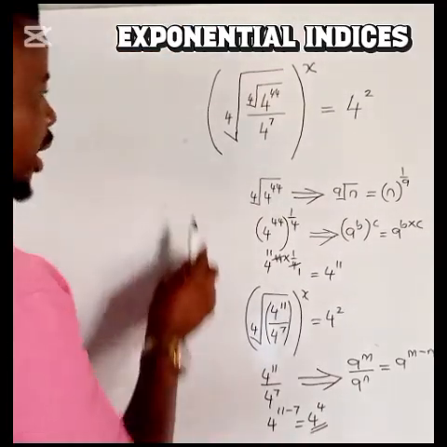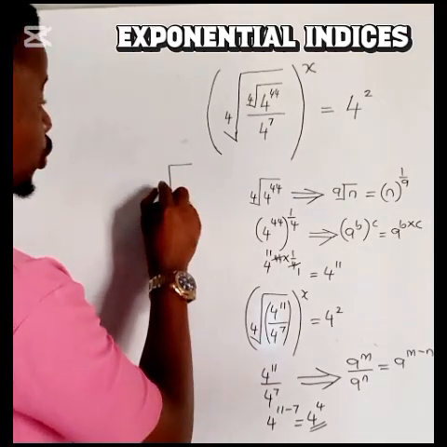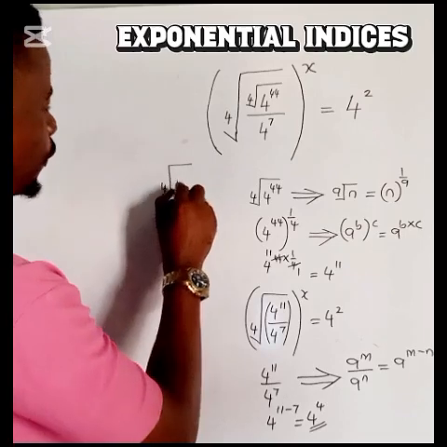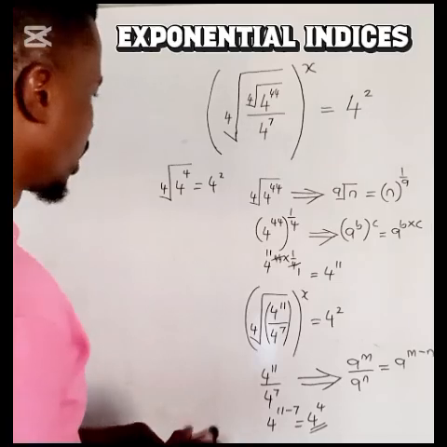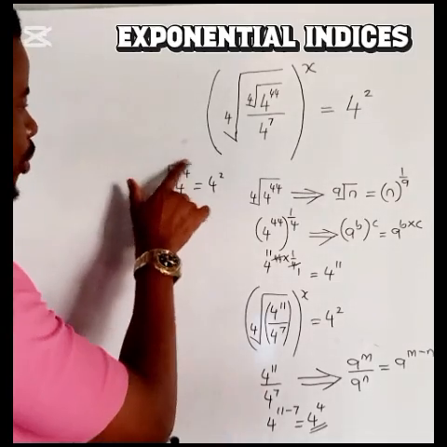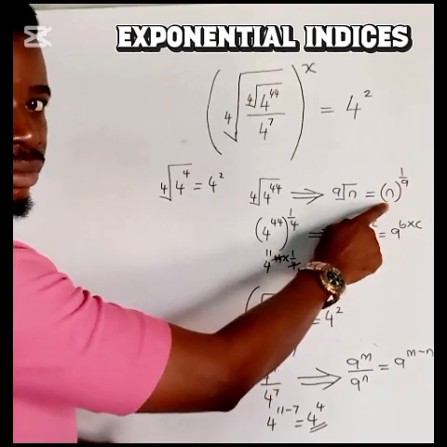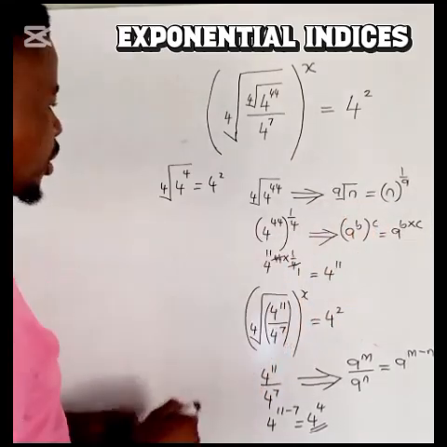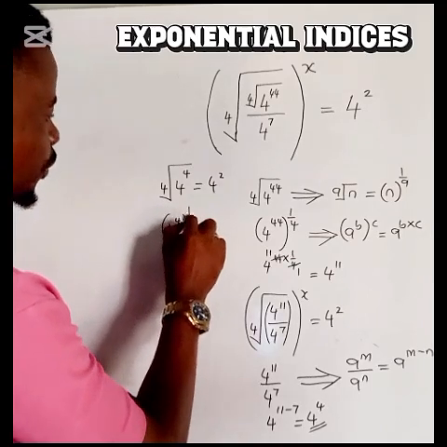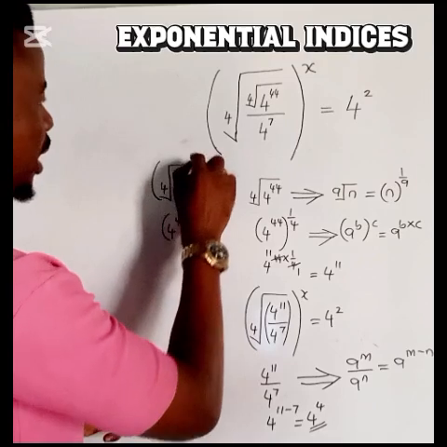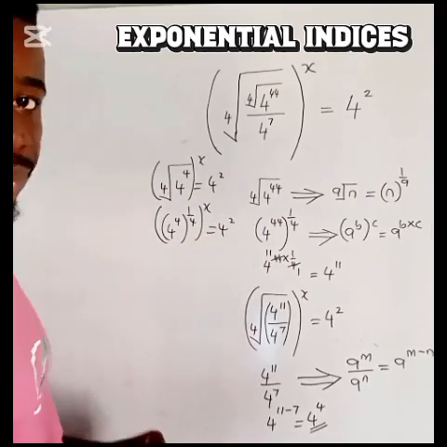Now we can write our question. It now becomes the fourth root, not square root, the fourth root of 4 to the power of 4, all raised to the power x, is equal to 4 squared. How do we simplify this? Remember, we said any root sign can be simplified with this law of indices. So it becomes 4 to the power of 4 raised to power 1 over 4, and remember, it has x, so raised to power x is equal to 4 squared.